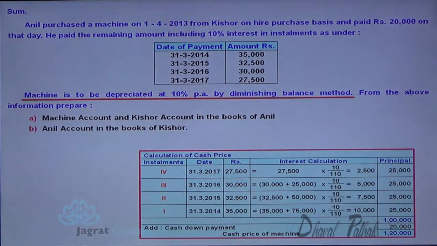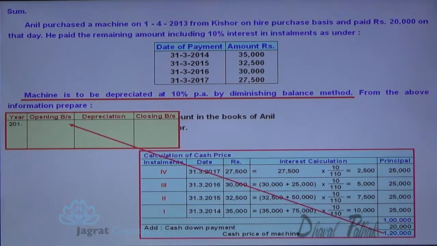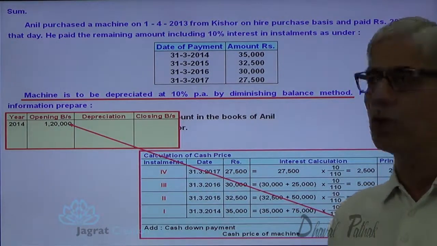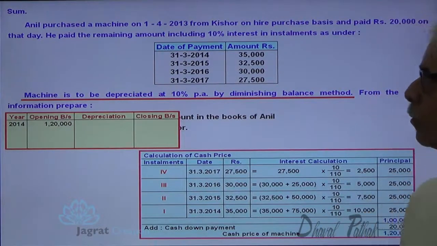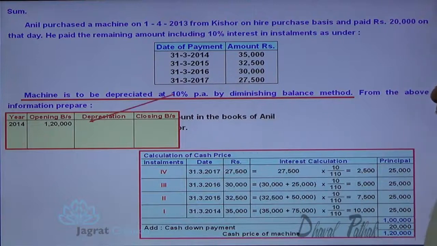Now let me calculate the depreciation on this cash price, 1,20,000. Depreciation is at the rate of 10% on diminishing balance method. So let me work out depreciation for all the years. So 13-14 depreciation at the rate of 10%.